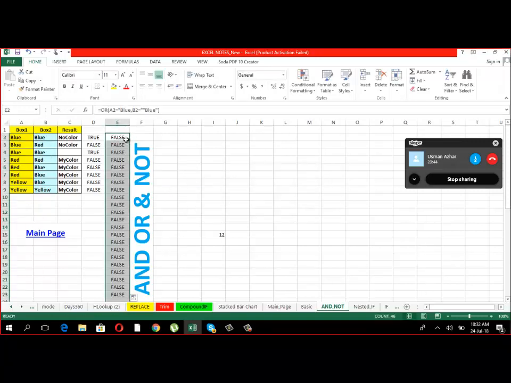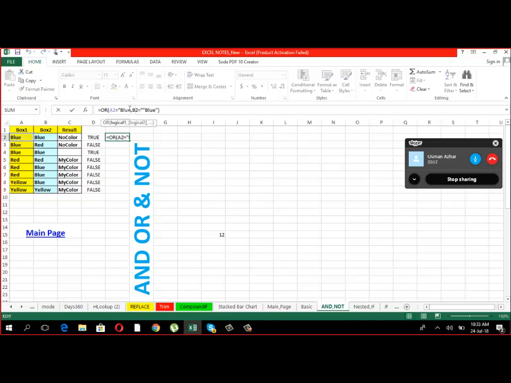Now, Usman, see what the difference is. Sorry, I just went too fast. B2 is equal to blue, and A2 is equal to blue, and B2 is equal to blue. Now let's see. I'll just replicate this. Can you tell me the difference? OR is different. A2 is blue, B2 is blue. Why is it different?